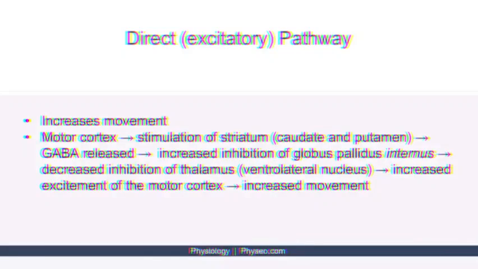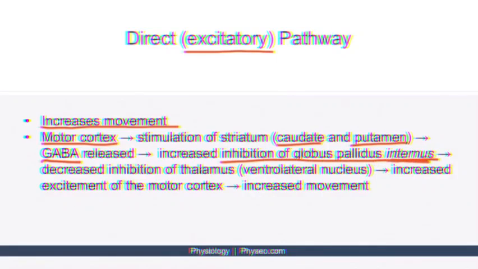So the direct pathway is the excitatory pathway, which means it increases movement. And the pathway starts in the motor cortex, which then stimulates the striatum, specifically the caudate and the putamen, at which point the neurotransmitter GABA is released, and then we'll see inhibition of the globus pallidus internus, which causes decreased inhibition of the thalamus, specifically acting on the ventrolateral nucleus. Decreased inhibition causes increased excitement of the motor cortex, which leads to increased movement.